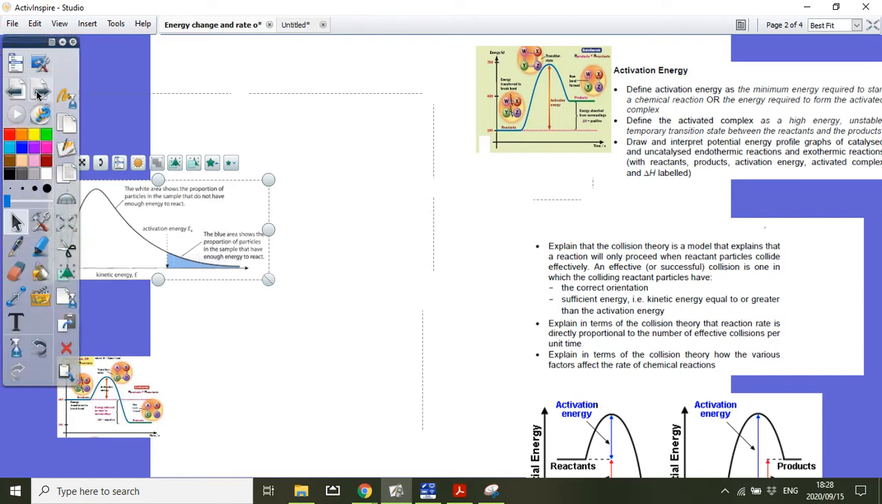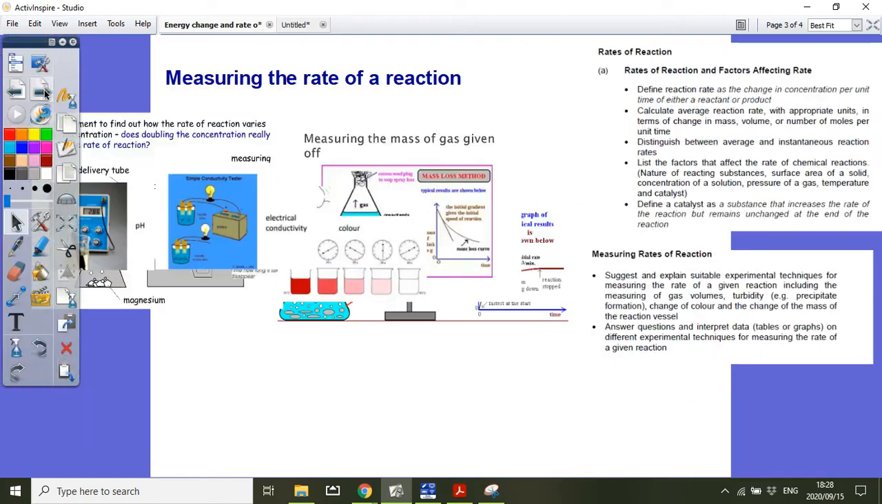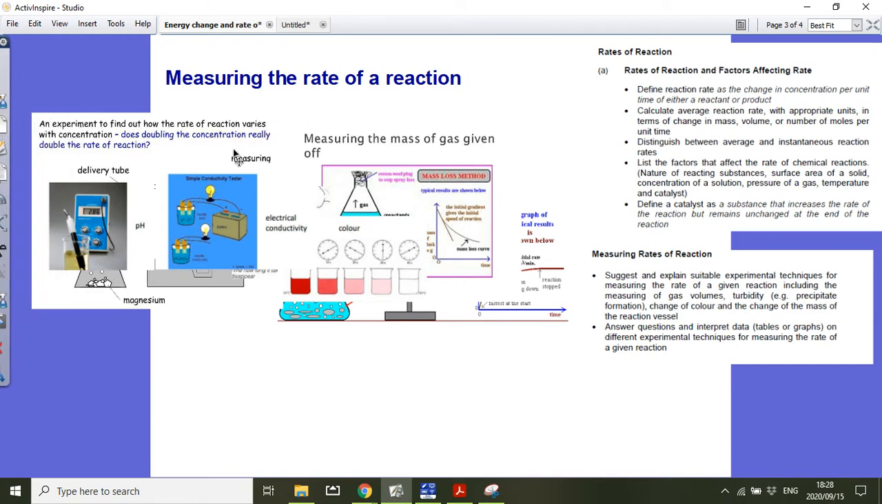Now let's look at those factors that affect the rate of the reaction. But before we do that, we have to look at how we measure these reactions, because there's a few different ways, and they love putting different ways in your papers, and you need to be able to do all of them. Now, I've thrown a few pictures on top of each other here, and I'm just going to go through them quickly. There are a few that they often ask.